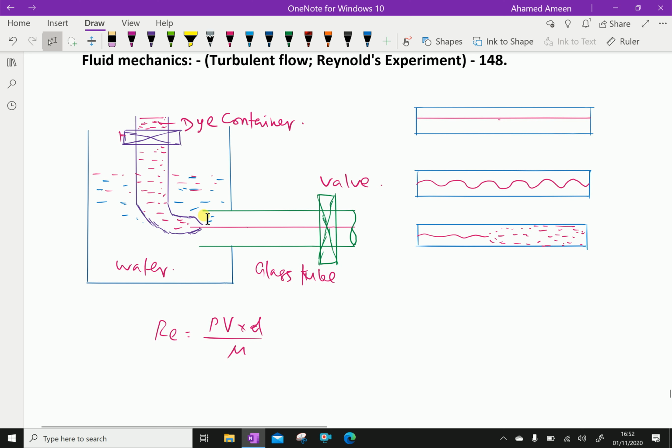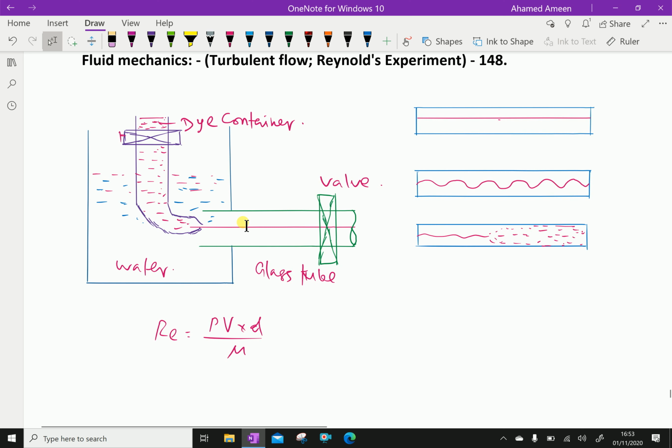The water from the tank was allowed to flow through the glass tube. The velocity of the flow was varied by regulating the valve. Due to regulating the valve, the velocity of the flow of water is controlled. Now, the following observation is considered.